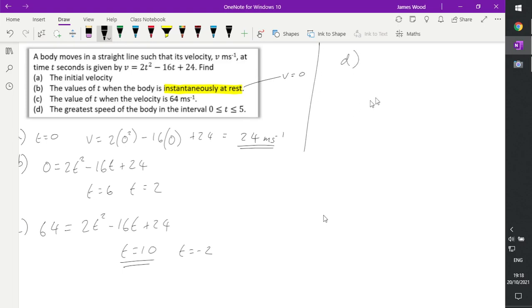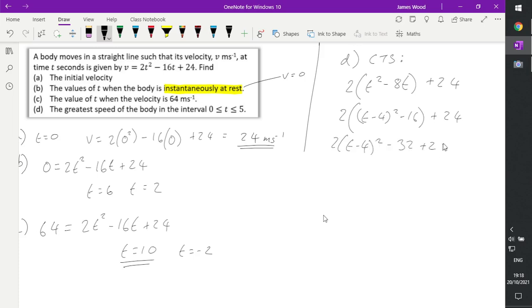So for part D, if we complete the square first of all on this function, so I'm going to factor out the 2 first of all, just for the first 2 terms. Then I'm going to complete the square on the bit in the bracket. Then I'm going to expand that bracket out. And then just simplify it. What's that? 24 minus 32 minus 8. Okay, so according to this, my vertex would be at 4, minus 8.